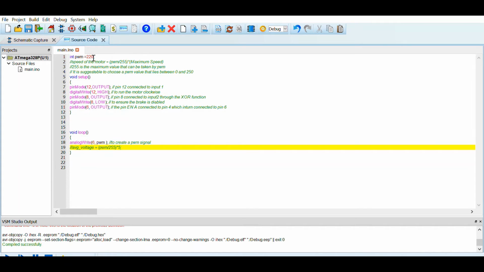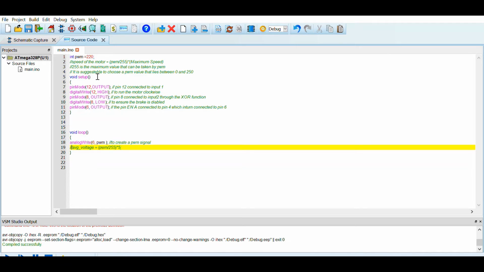We use 255 here because it is the maximum value that can be taken by PWM. It is always advisable to choose a value that lies between 0 and 255. In PWM, 0 stands for low and 255 stands for high.